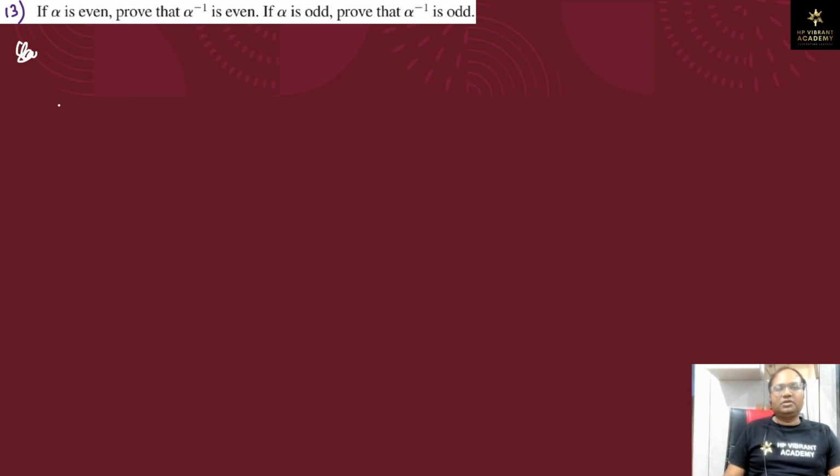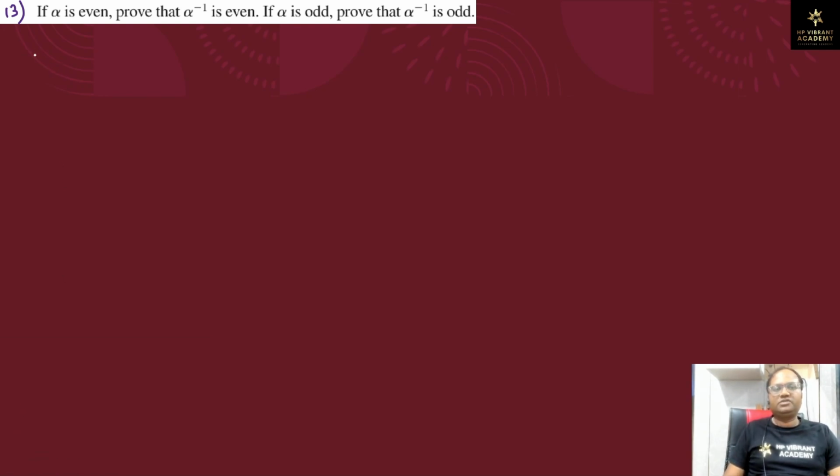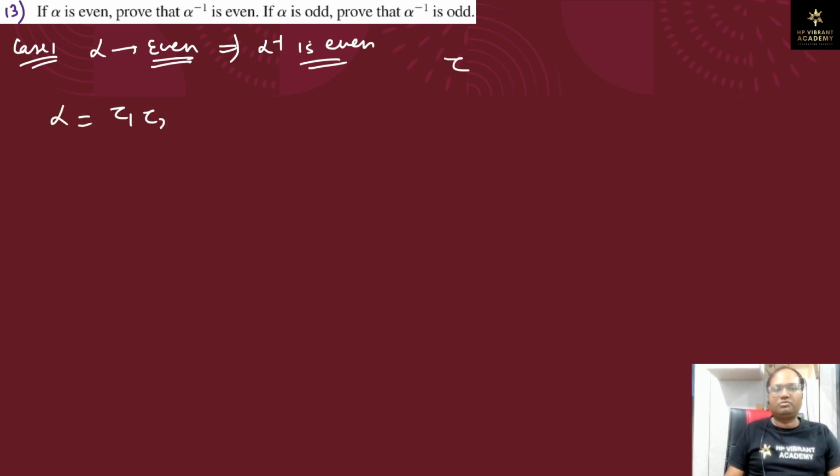देखो क्या दिया हुआ है, केस 1, if alpha is even prove that alpha inverse is even। तो केस 1 में क्या है, alpha is even permutation, this implies alpha inverse is even, this we have to prove। Okay, so since alpha is an even permutation, this means alpha can be decomposed into an even number of transposition. Let us take tau as a transposition. So alpha is equal to tau 1 tau 2 tau 3 tau r minus 1 tau r, where r is equal to even, because alpha is an even permutation, so it can be broken into an even number of transposition.